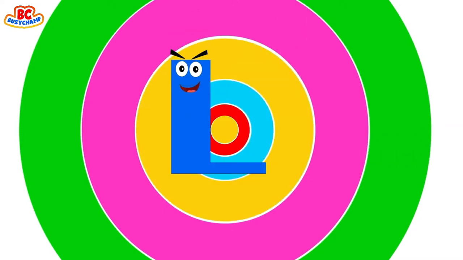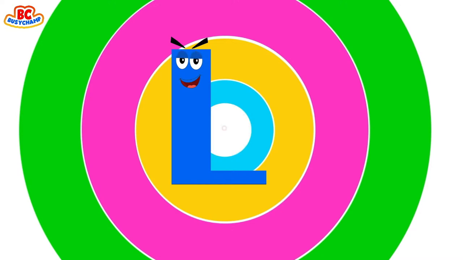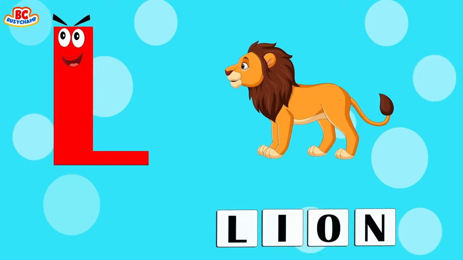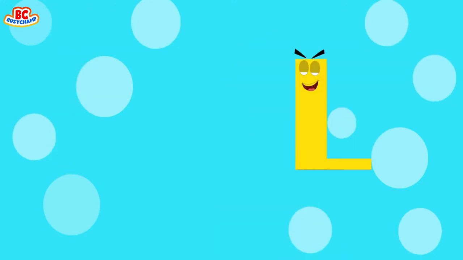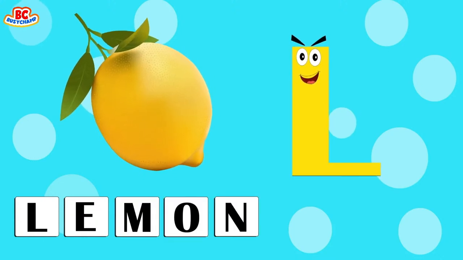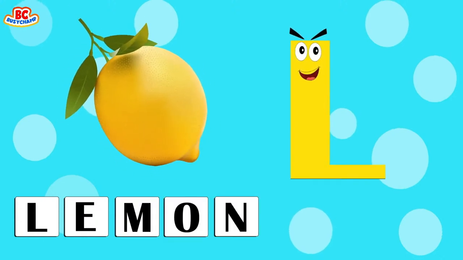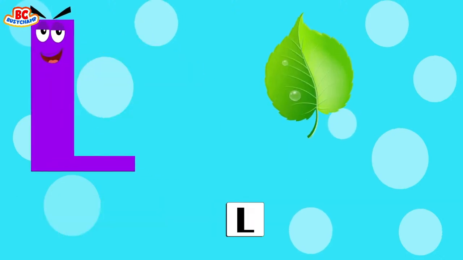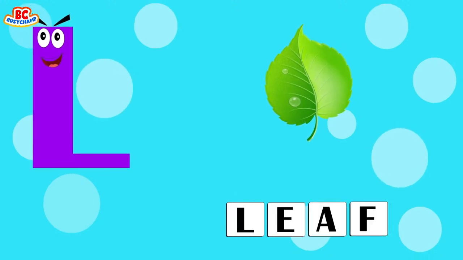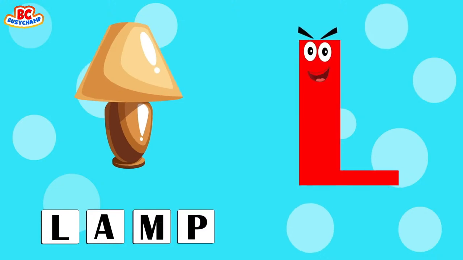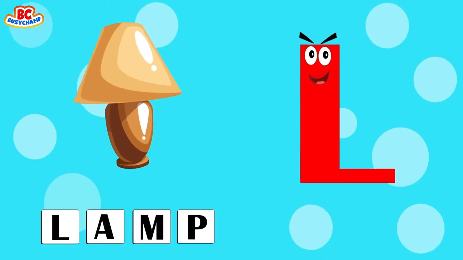Here comes the letter L. L is for lion. L, L, lion. L is for lemon. L, L, lemon. L is for leaf. L, L, leaf. L is for lamb. L, L, lamb.